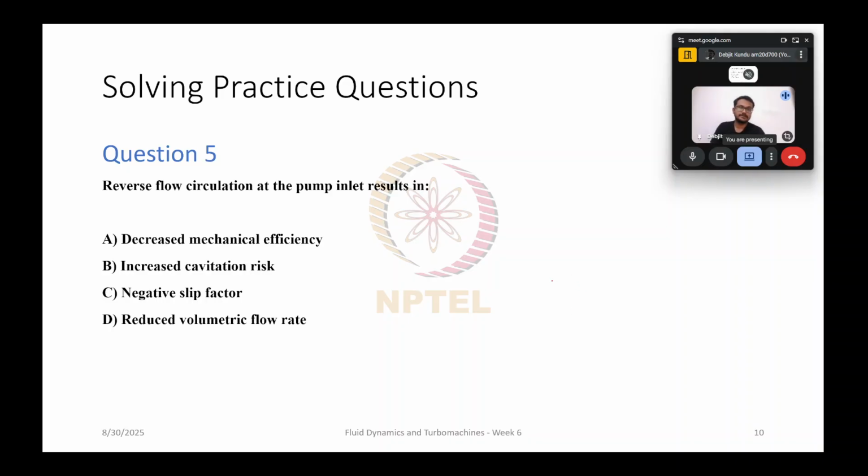So let's say if we have an axial flow pump like this. This is the blade, this is the center line, and it rotates in a certain direction. And the fluid is coming in from left to right. And if there is some reverse flow circulation over here at the pump inlet, what does that result in? Is it option A, decreased mechanical efficiency? Is it option B, increased risk of cavitation in the pump? Is it option C, negative slip factor? Or is it option D, reduced volume flow rate?